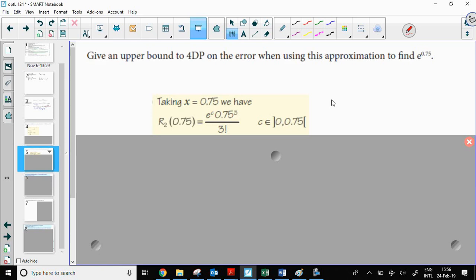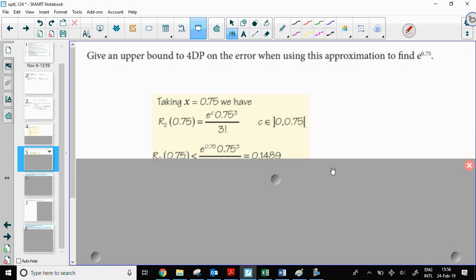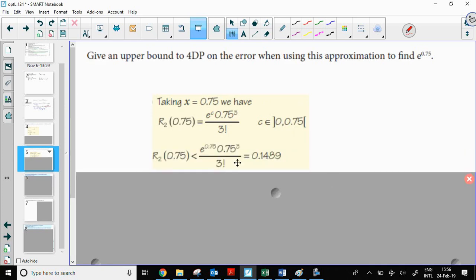Now, I know technically c can't be equal to 0.75. This is an open interval here. But given that there is no maximum number closer to 0.75, we'll just use that. We'll put 0.75 in, and I can say that the error is for sure going to be less than whatever this is. We grab a calculator, punch it in, that's our error.